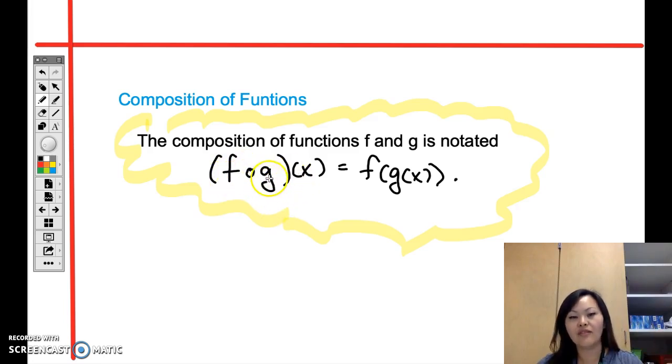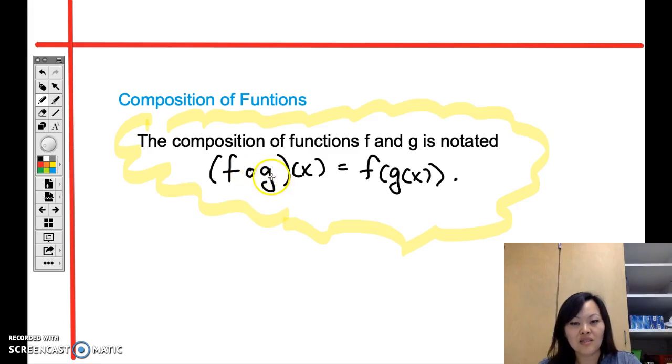Okay, f of g of x. I think I'm reading it right. Okay, the composition of functions f and g. And this is how you write it. If you were to translate what this means, you can tell obviously this is not f plus g or f minus g or f times g or even f divided by g. This is something completely different.